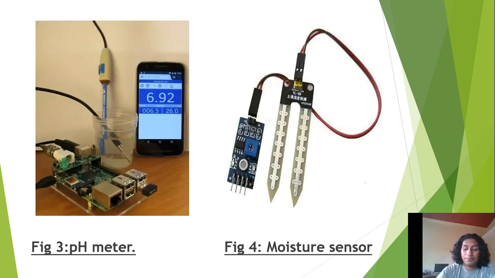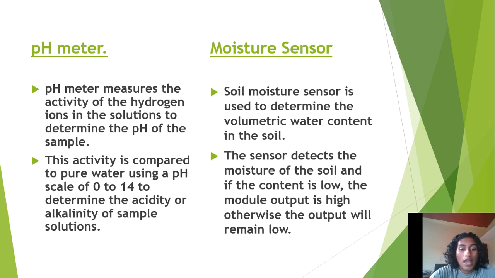Next is the pH sensor. The pH sensor measures the activity of H plus ions, that is hydrogen ions, in the solution to determine the pH of the sample. And an ADC is interfaced with the pH meter in order to convert the readings into digital values.